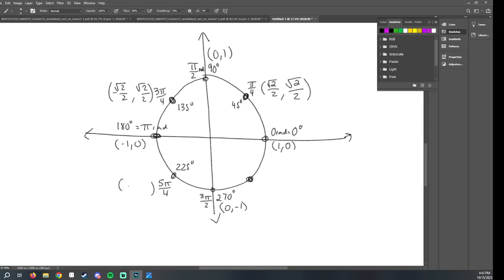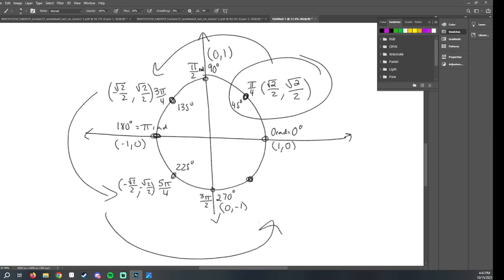These coordinates are negative root 2 over 2, negative root 2 over 2. You see, starting to see the pattern here? If you know a point on the top right, you can just change the signs of x and y to get the other 3 points, right? Because here is where x is negative and y is positive. Here is where x and y are both negative. And over here, x is positive and y is negative, right?